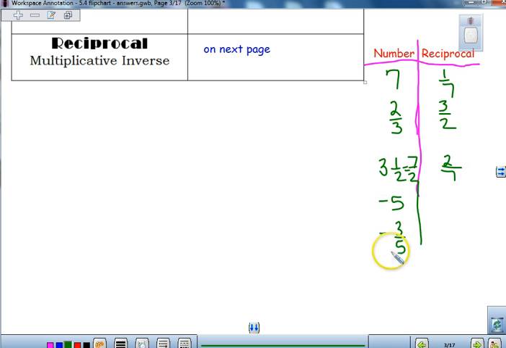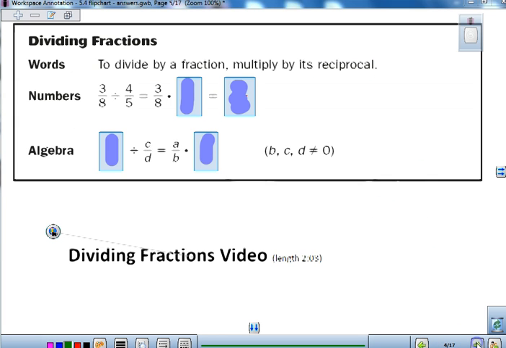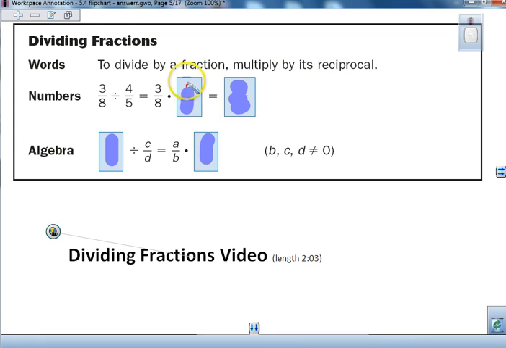What I would like you to do when you come into class tomorrow is I should see the reciprocal of -5, the reciprocal of -3/5, and the reciprocal of 1 and 1/3. So please do those 3 reciprocals for when you come into class tomorrow. Now, remember, to divide a fraction, you multiply by its reciprocal. You're going to see that here, and then we are going to do some examples.